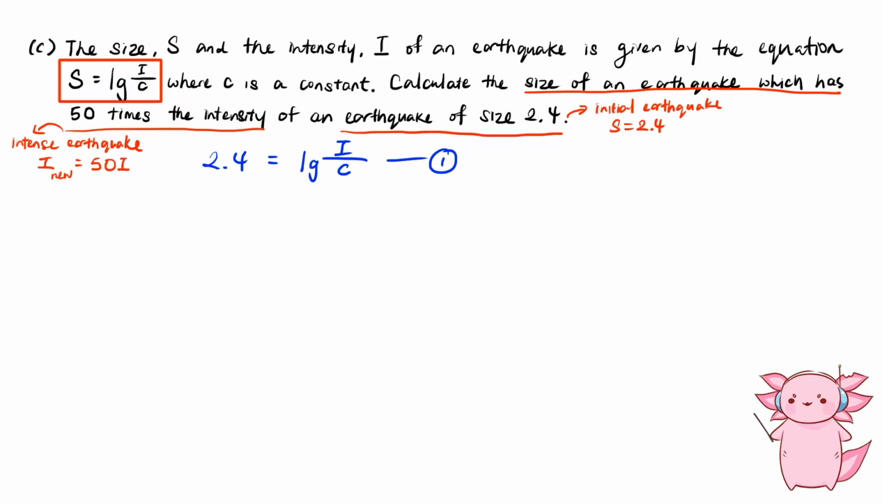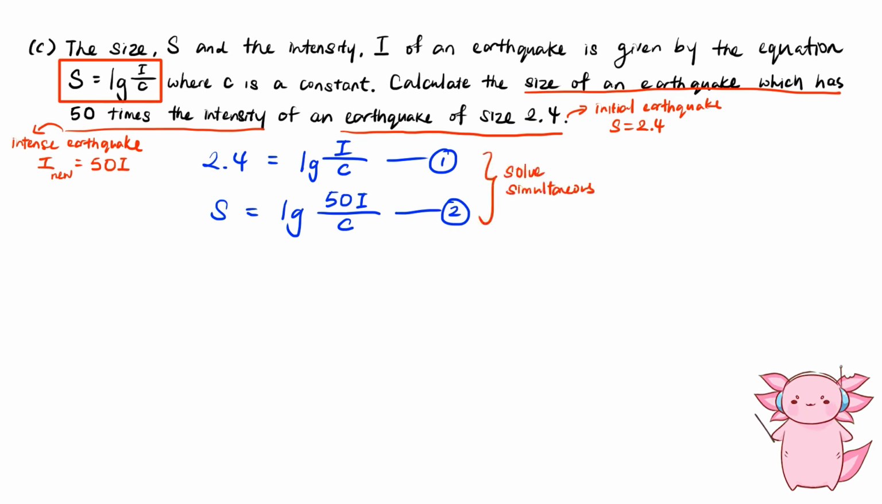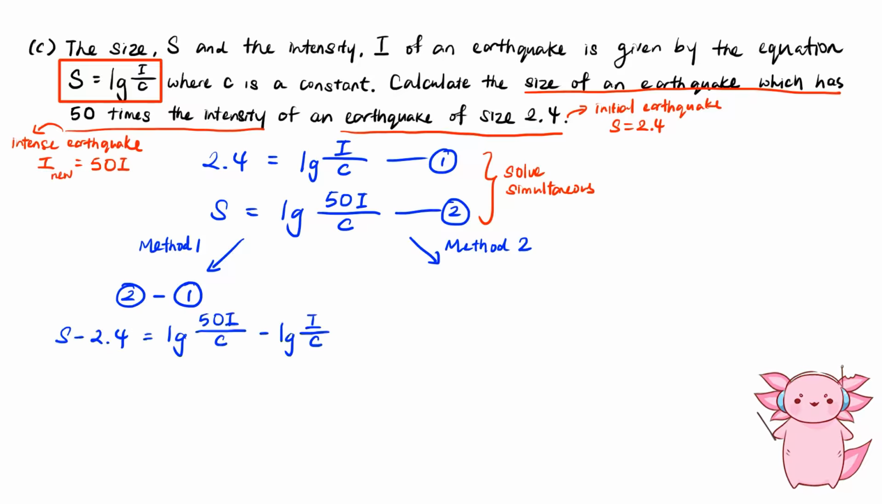Now since we want to find the size of the new earthquake with 50 times the intensity, I becomes 50i, and we call this equation 2, where we want to find this value of s over here. The goal now is to try to solve these two simultaneous equations. So there's two methods. The first is just to do equation 2 minus equation 1 in the hopes of kind of joining the logs together.